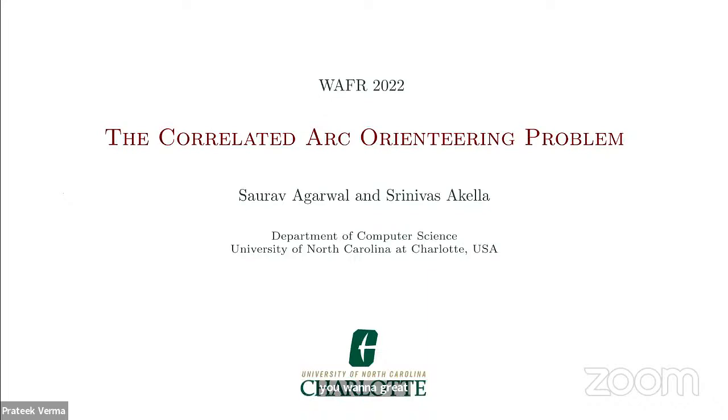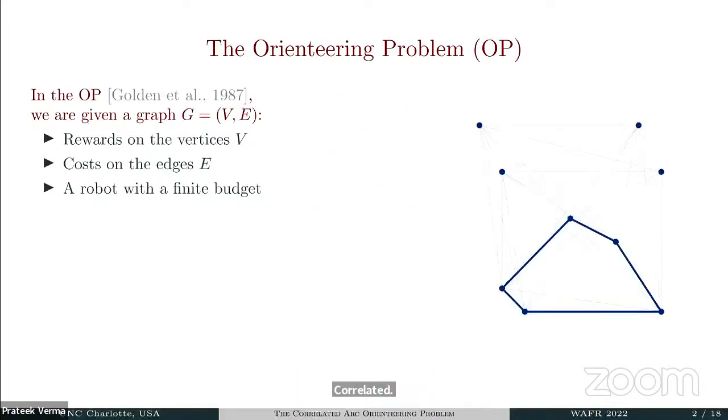So our next speaker is Saurav Agrawal. He's from UNC Charlotte, and he's going to talk about his paper on the correlated arc orienteering problem. Thank you. Go ahead and take it away. Hello, everyone. Our paper is titled The Correlated Arc Orienteering Problem, and it is co-authored with Srinivas Akela.